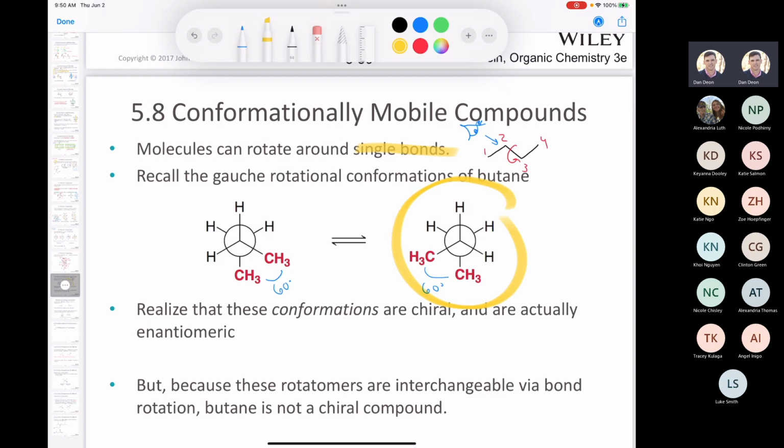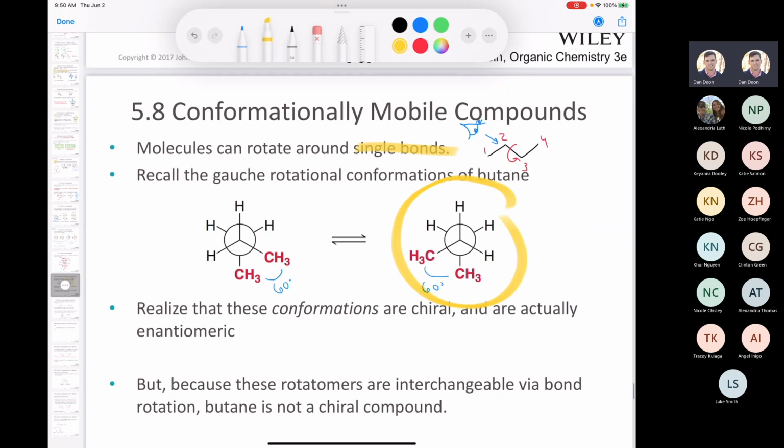If I was to take this conformation and try to plop it on top of here, this methyl group in green would end up over here. So these 2 conformations, are you ready for this? Whoa. These 2 conformations are actually enantiomeric. The conformations are enantiomers of each other. Now hold the phone. Keep in mind that this arrow means that these 2 conformations are in equilibrium with each other.